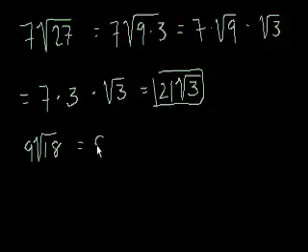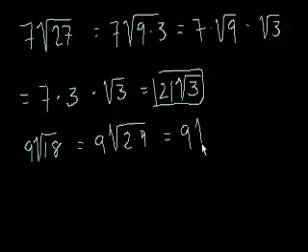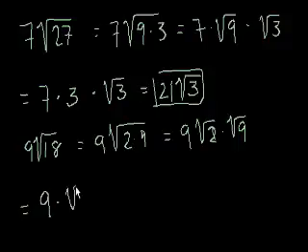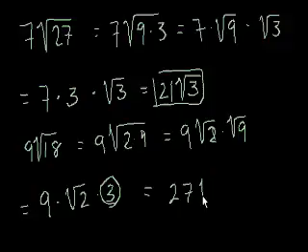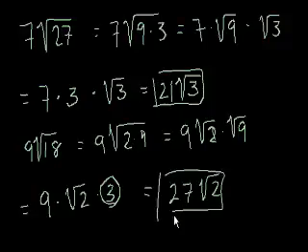That's equal to 9 times the square root of 2 times 9, which is equal to 9 times the square root of 2 times the square root of 9, which equals 9 times the square root of 2 times 3, right? That's the square root of 9, which equals 27 times the square root of 2. There we go. Hopefully you're starting to get the hang of these problems. Let's do another one.